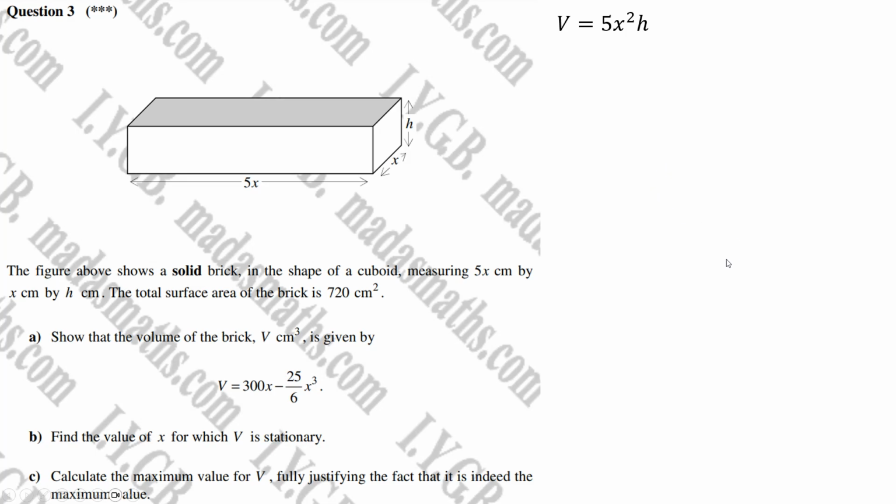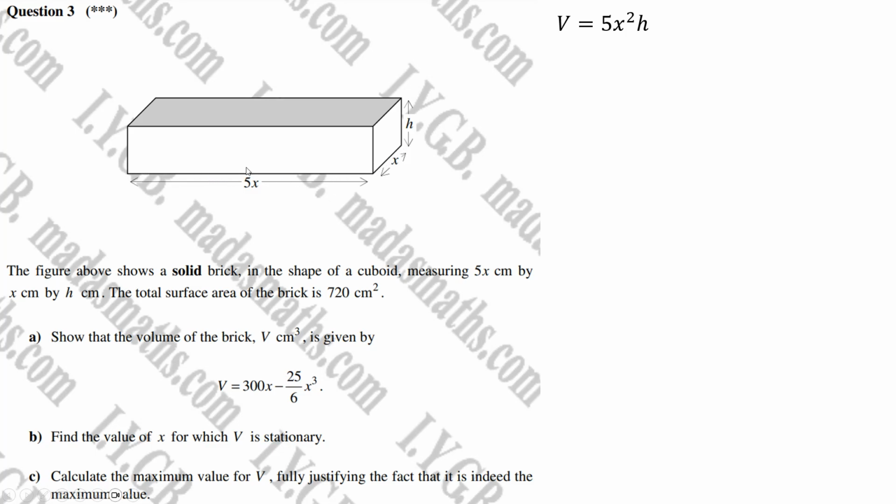Well, not solve them necessarily, but just to rearrange V in terms of only x's. Okay, so the area here is 5x multiplied by h multiplied by 2. So you have 5xh, then you'll have 10xh, because you've got this face here, and then you've got the one behind it.